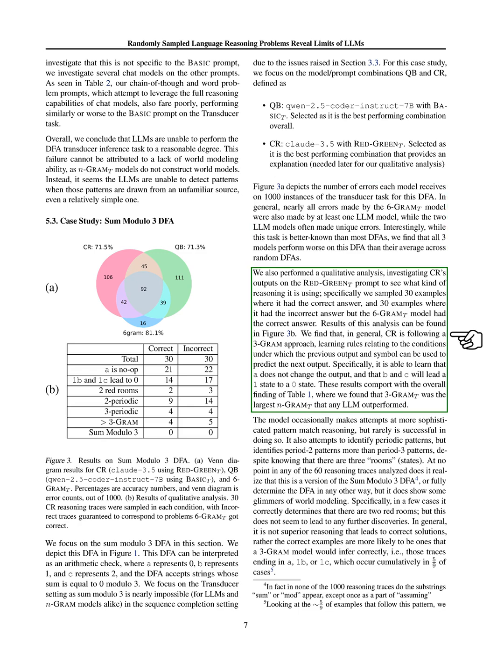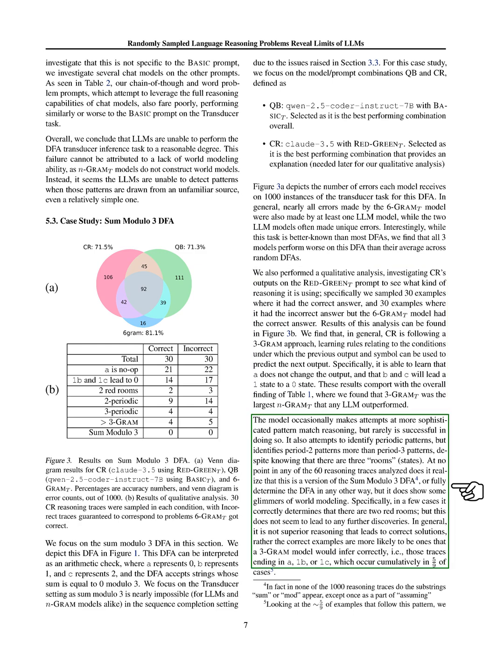We sample 30 examples where it answered correctly and 30 where it answered incorrectly while the 6-gram model was correct. Our analysis shows that CR generally follows a 3-gram approach, learning rules about how previous outputs and symbols predict the next output. It learns that A does not change the output, while B and C transition a state from 1 to 0. These findings align with our earlier results, where we noted that 3-gram was the largest n-gram that any LLM outperformed.